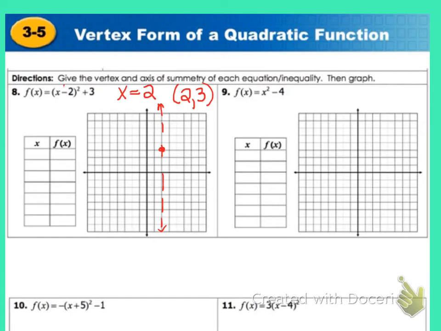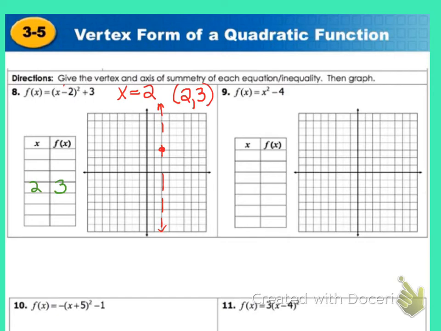Now, one way we talked about graphing these was to put that vertex in the middle of your table and then pick points on either side of it. And that's one way we could do that. Now, another thing we did is we talked about taking and finding the y-intercept. Well, you can't really find the y-intercept unless you have it in standard form.